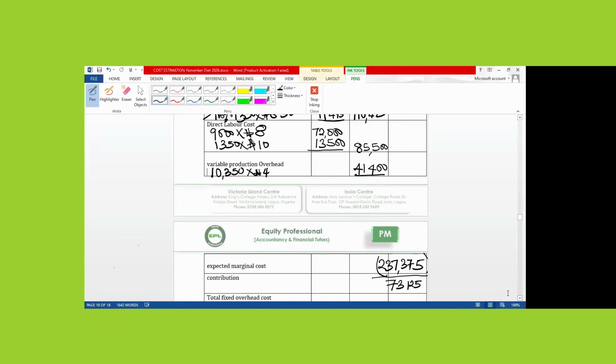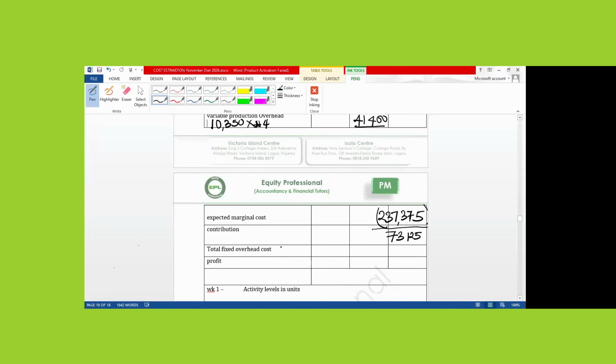To get our profits, contribution less total fixed overhead cost. Our total fixed overhead cost is 21,000. What's the profit? 52,125.